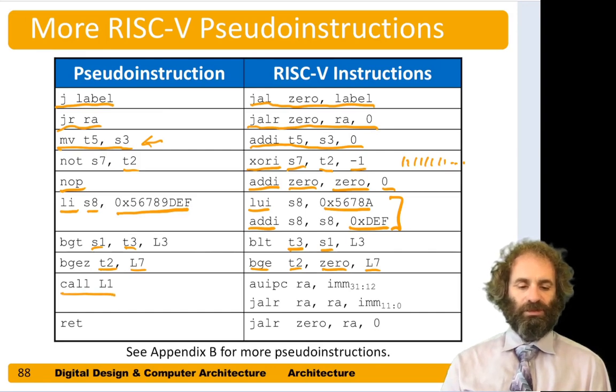A little bit ago we mentioned the call function that does the add upper immediate and then jump and link register to handle a 32-bit offset in our function call. And then we'd also said return is a pseudo instruction for jump and link register R0, RA, 0. That just returns to RA.